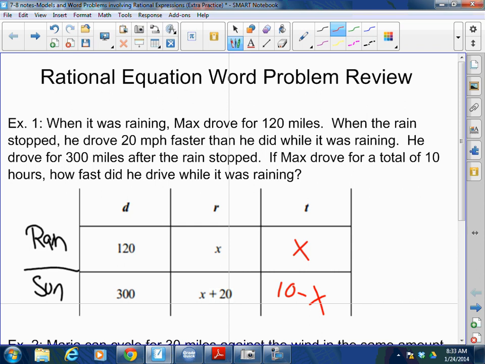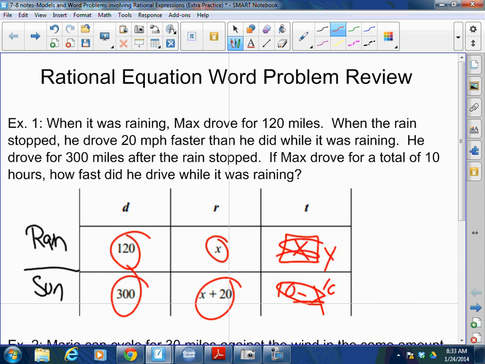But that's only valid if I have values in all of these, and I don't. So now I have two different x's for two different categories. I can't do that. Some of you may say, Mr. Morrow, do it with a y. But now I've got a really nasty system: 120 equals xy, and 300 equals x plus 20 times 10 minus y. That's going to be a mission.